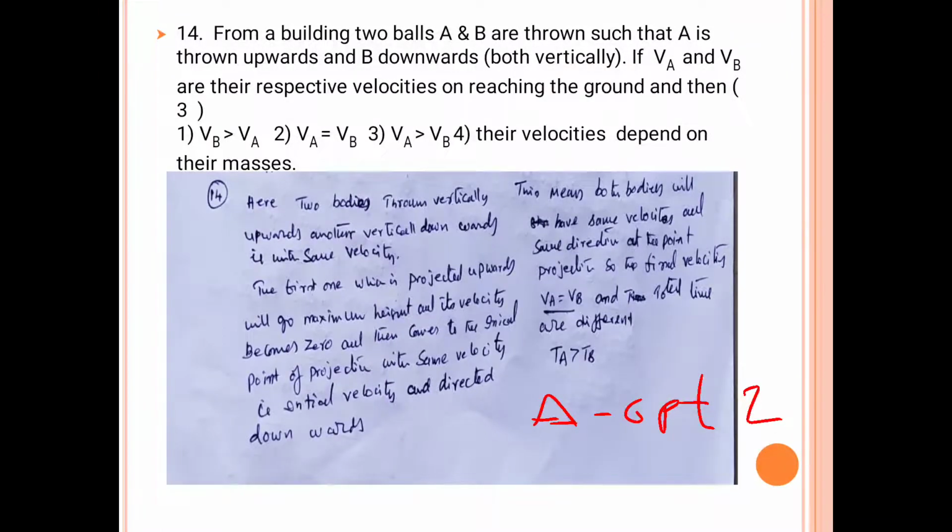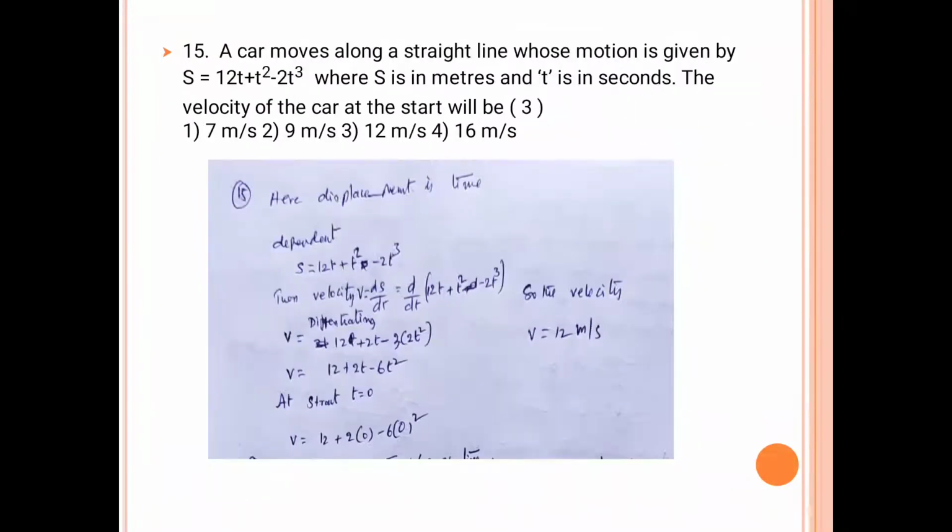I think that you understood this explanation clearly. Next, coming to the 15th question. A car is moving along a straight line whose motion is given by S is equal to 12t plus t square minus 2t cubed, where S is in meters and t is in seconds. The velocity of the car at the starting point will be? Now it is a very simple one.